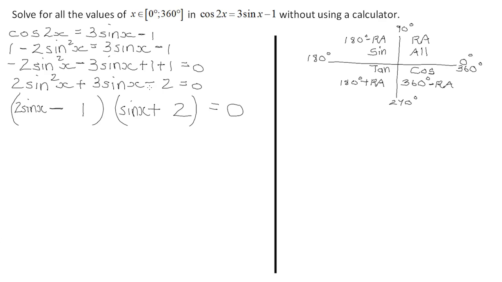The same as in algebra now, we will apply the zero product rule. What does that mean? That first factor must be equal to 0. 2 sine x minus 1 is equal to 0. Or, sine x plus 2 must be equal to 0. Let's find x here. Sine x is equal to negative 2.